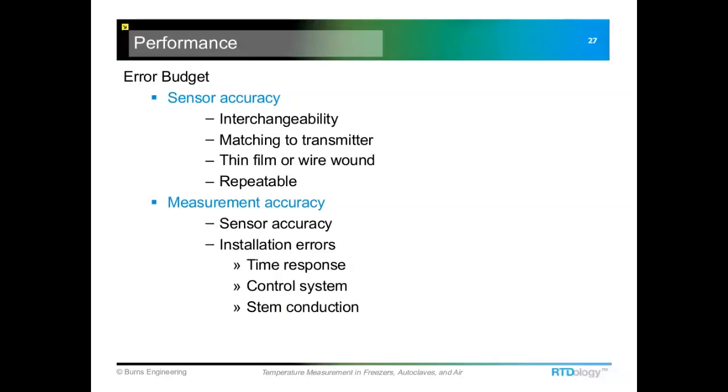All right. Well, that sounds pretty good. So I wanted to move on to performance here, and looking at the things that come into play with the error budget. We have the sensor accuracy, which is usually a pretty small number. Some of the bigger numbers have to do with the way the sensor is installed into the process, and both of these together make up your sensor accuracy. We need to look at all of those. Two of the biggest ones are, of course, time response, and then stem conduction can also be a fairly significant number.